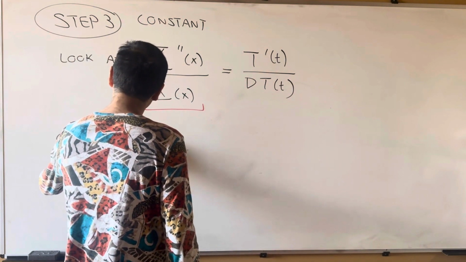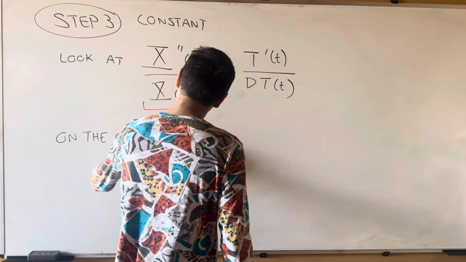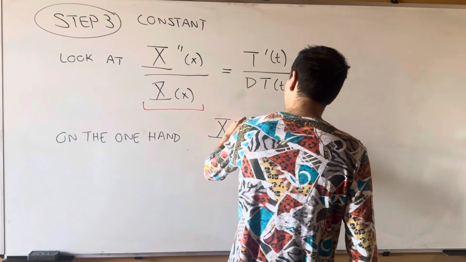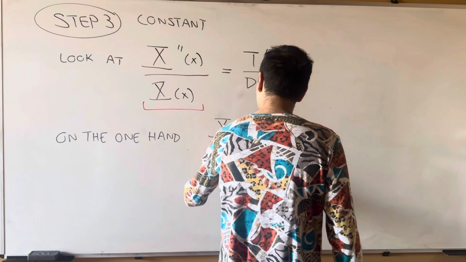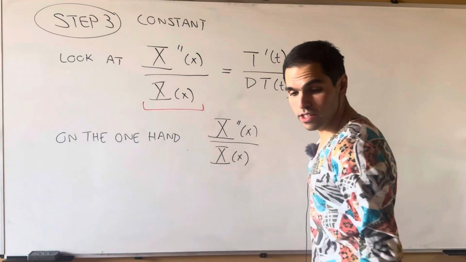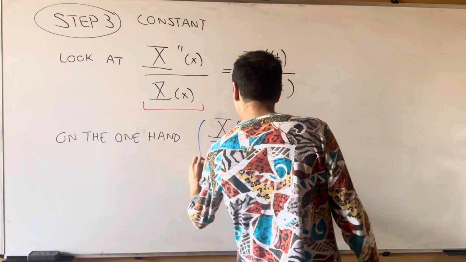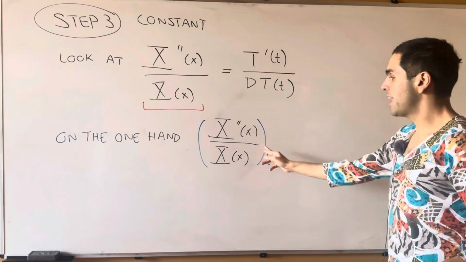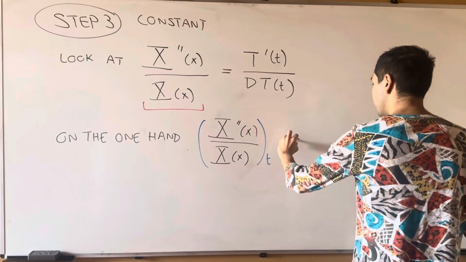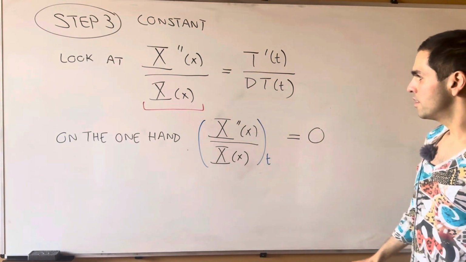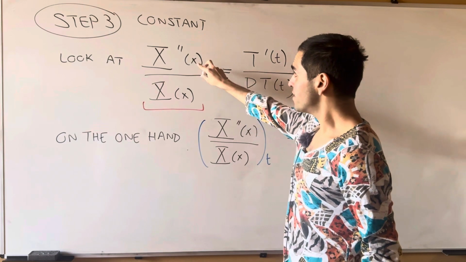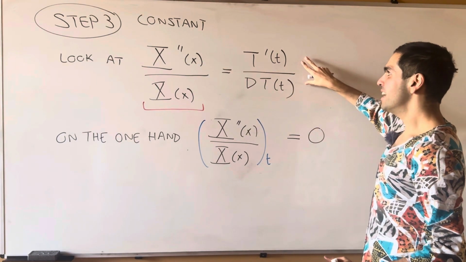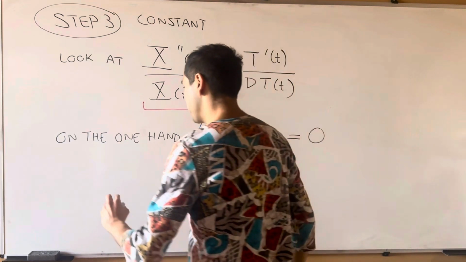So on the one hand, if you take this quantity, this mystery quantity, and you differentiate this with respect to t, well, since x doesn't depend on t, this thing equals 0. On the other hand, this quantity, since it is t prime over dt, it also doesn't depend on x.